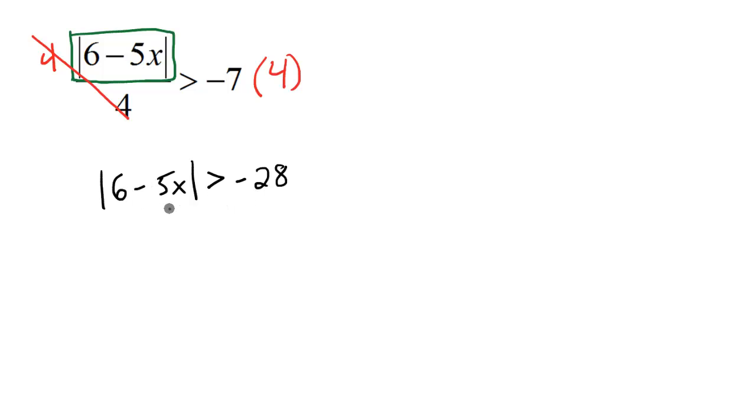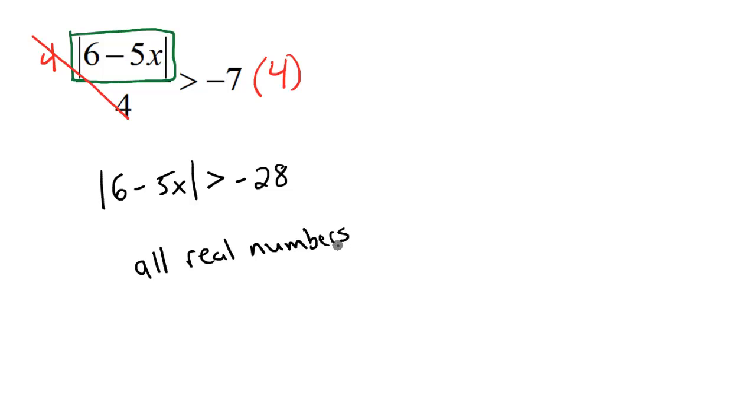So now we think, is there any number that we could plug in for x that would make this side greater than negative 28? And truth be told, any number you plug in for x will be greater than negative 28, because we're taking the absolute value of all this, and of course absolute value has to be positive, so it'll be greater than any negative number over here. So we'll say that that's all real numbers.